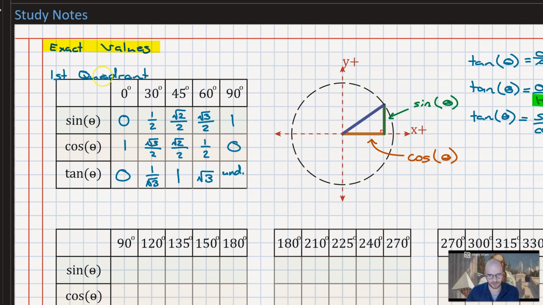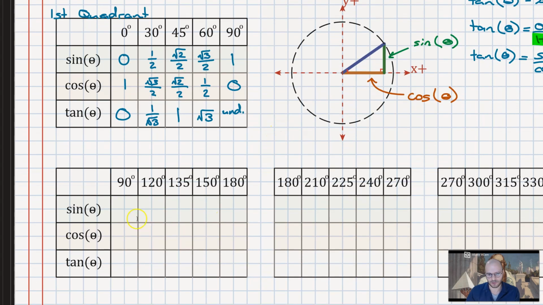So this is the first quadrant of the unit circle. Now, we're not up to the second, third, and fourth quadrants, but we can just throw the values in for now, and in the next lesson it'll make sense why they are the way they are. So the first quadrant is obviously this guy here. This is the second, this is the third, and this is the fourth.